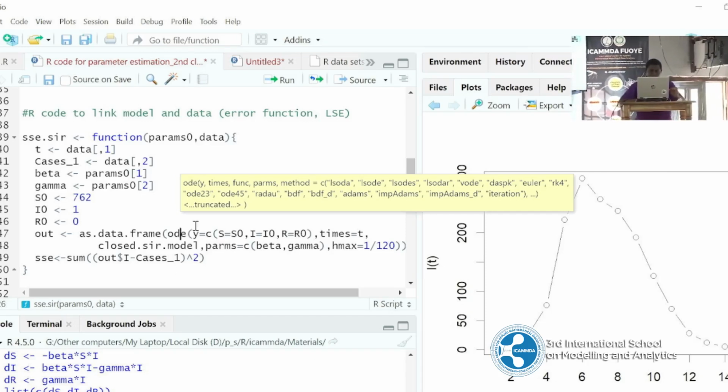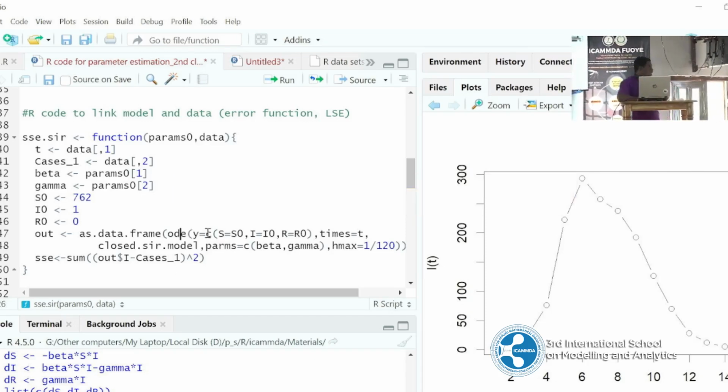So here we have used ODE, and Y is necessarily, I told us that it means what? The initial state variable, right? The initial values, right? So that's why I now put it here. For Y, S is what? I is what? R is what? But you know what your S naught is. That means if you take S as 762, I as 1, and R as 0. And then times is taken at what?